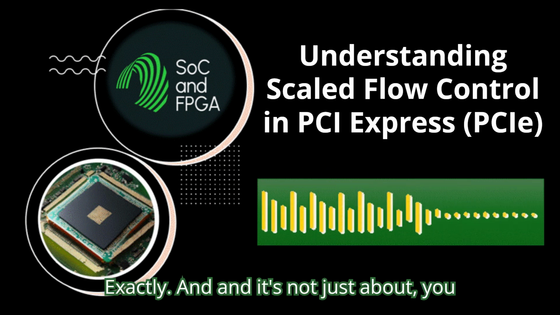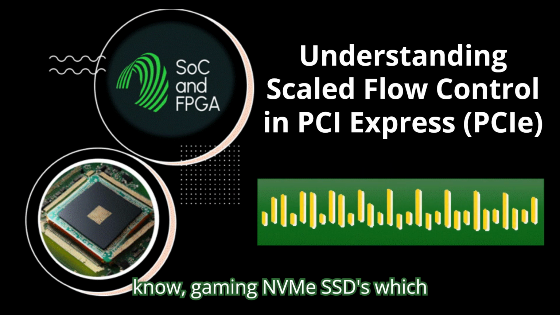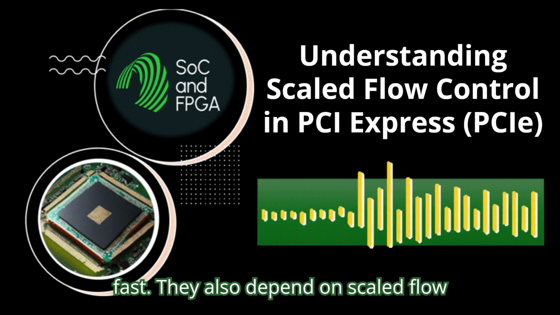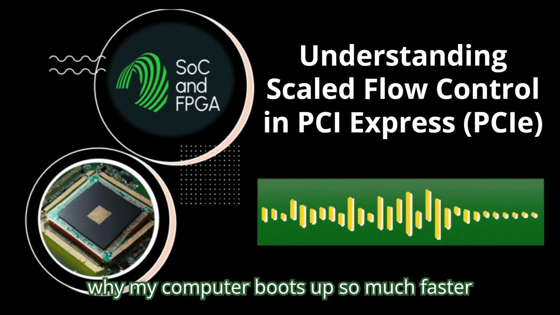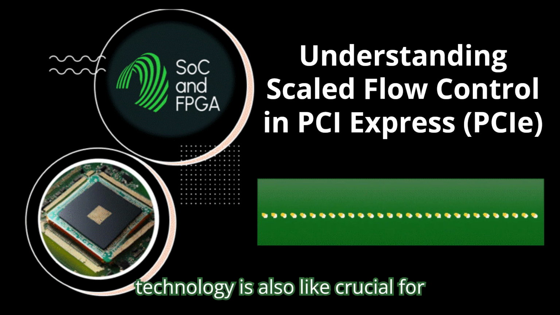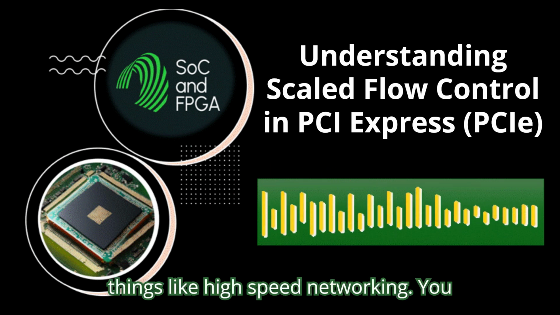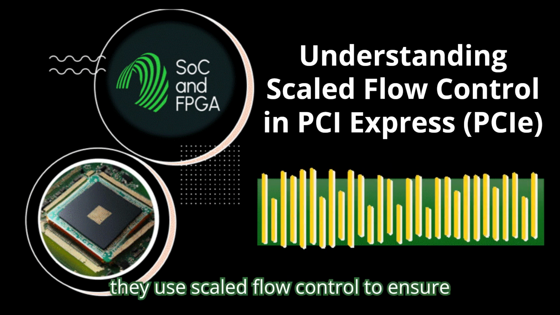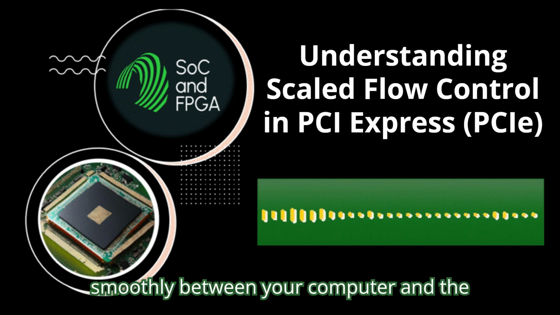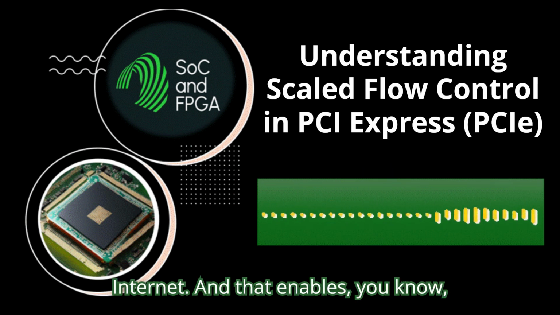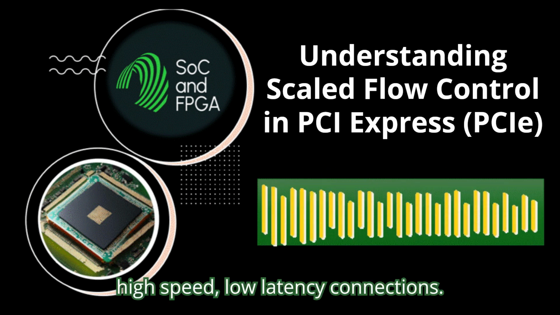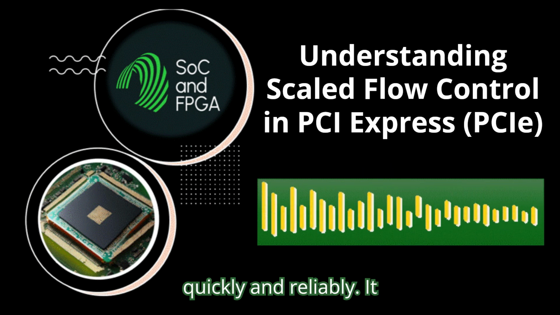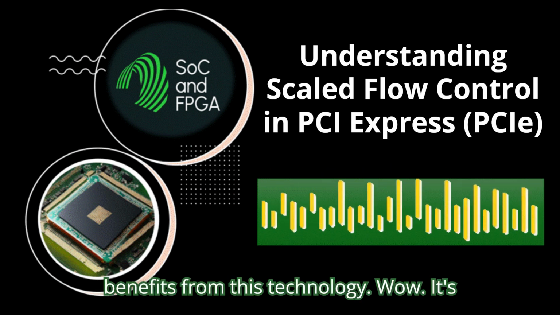Exactly. And it's not just about gaming. NVMe SSDs, which have made storage speeds blazing fast, they also depend on scaled flow control. Oh, right. Yeah, that explains why my computer boots up so much faster now. Yeah. I'm guessing this technology is also crucial for things like high-speed networking. You got it. Network interface cards, or NICs, use scaled flow control to ensure that those data packets are flowing smoothly between your computer and the internet. And that enables high-speed, low-latency connections. Sure. Basically anything that involves moving large amounts of data quickly and reliably benefits from this technology. Wow.